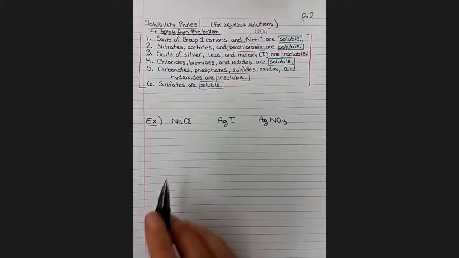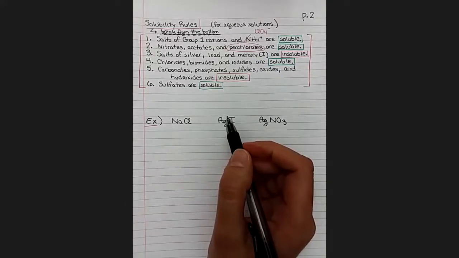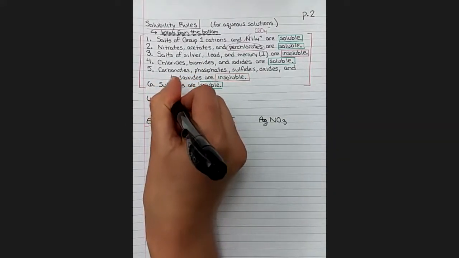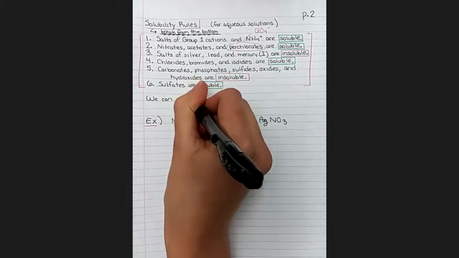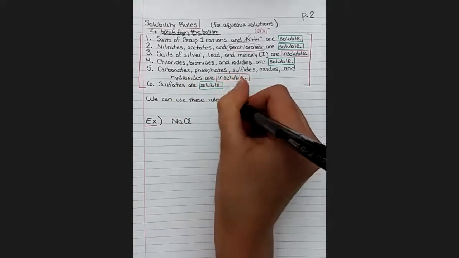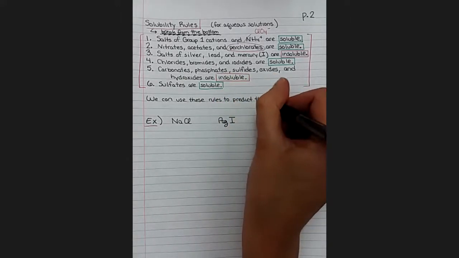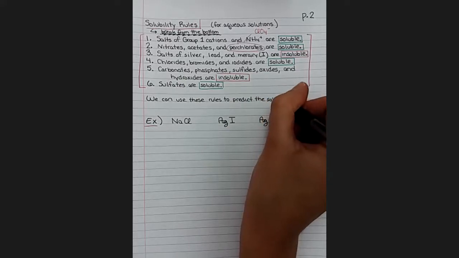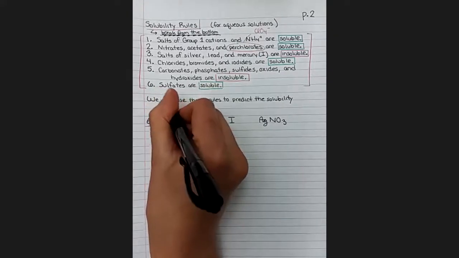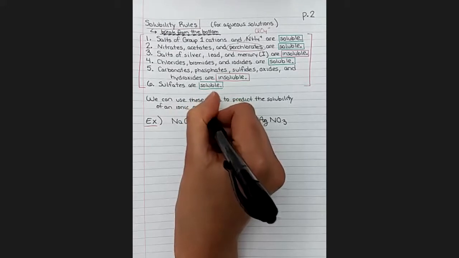Okay, so you'll start to see these general trends, and you'll probably even be able to recognize some of these rules after a while without looking because you'll get used to seeing these compounds. But we can use these rules to help us make predictions. So to start simply, we can just look at an ionic compound and use the rules to predict whether that compound will be soluble in water.